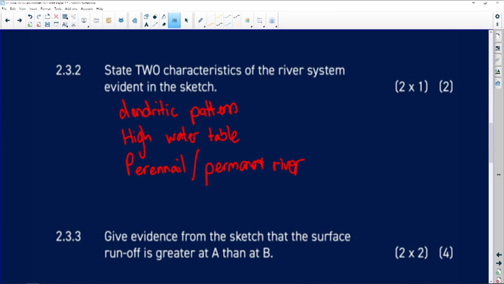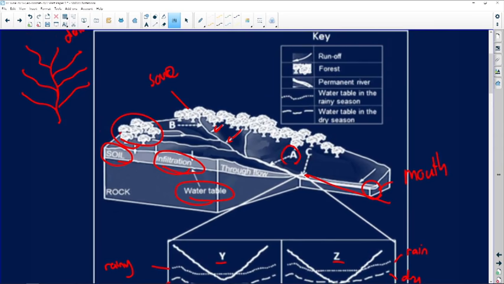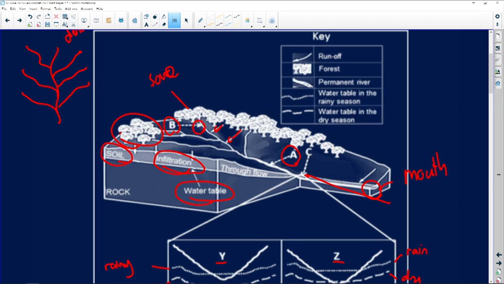Now, if we look at question 2.3.3, give evidence from the sketch that the surface runoff is greater at A than B. Now let's go to, okay, there's more surface runoff at A than at B. So what does surface runoff mean? It means we will be able to see the water on top of the surface. Okay, groundwater runoff is when the water infiltrates. Now, they want us to provide evidence if we look at this diagram. Simple reason why, if you quickly look at B, there's more vegetation. And we can see it in the keys, there's a forest over there. As you can see, there's less vegetation at A.